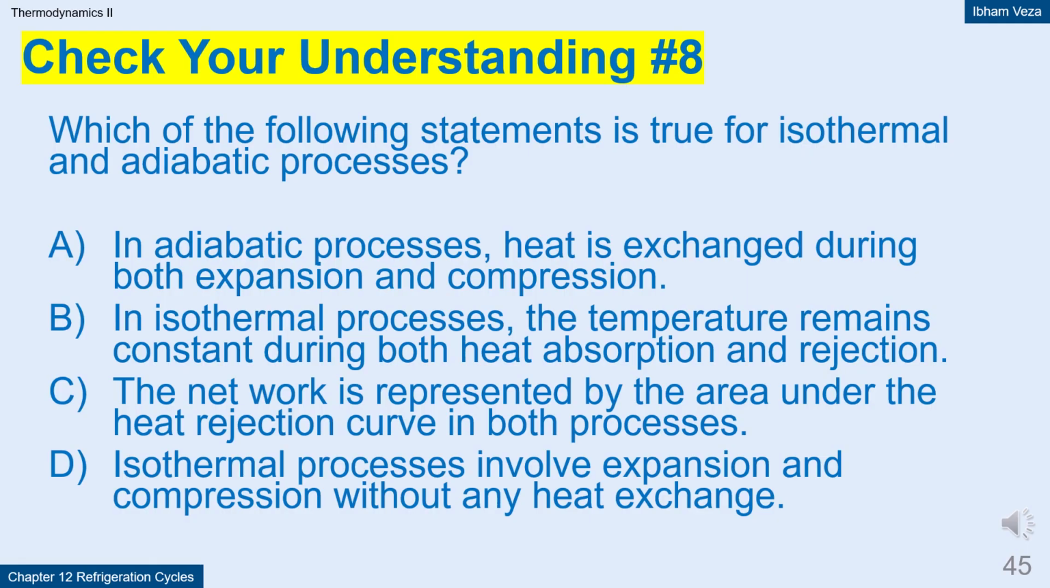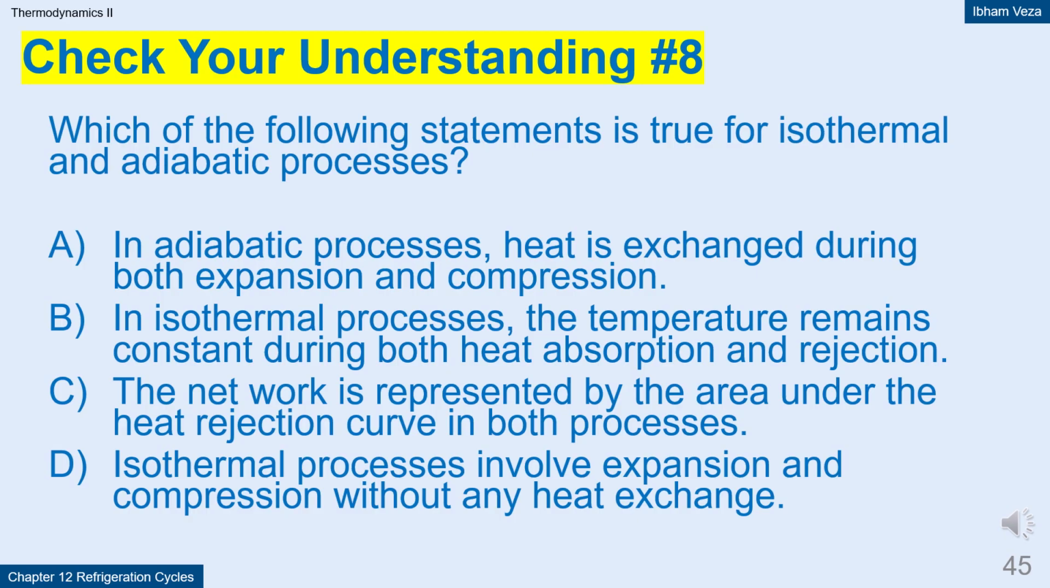Answer B. In isothermal processes, the temperature remains constant during both heat absorption and rejection. Explanation. A. In adiabatic processes, heat is exchanged during both expansion and compression. This is incorrect because adiabatic processes occur without heat exchange, meaning no heat is added or removed during either expansion or compression. B. In isothermal processes, the temperature remains constant during both heat absorption and rejection. This is the correct answer.